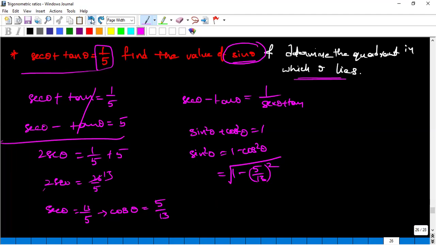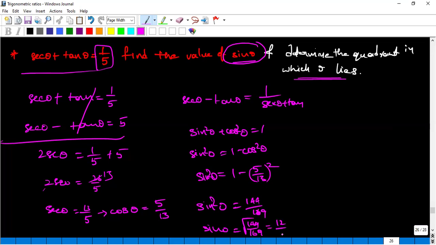Root will not come, because this is sin square theta. Then what is sin square theta? 169 minus 25, 144. So I'm writing at a time 144 divided by 13 square. Okay, 169. So sin theta is square root of 144 by 169, which is nothing but 12 divided by 13. I have sin theta now, but I wanted to determine which quadrant that theta lies.